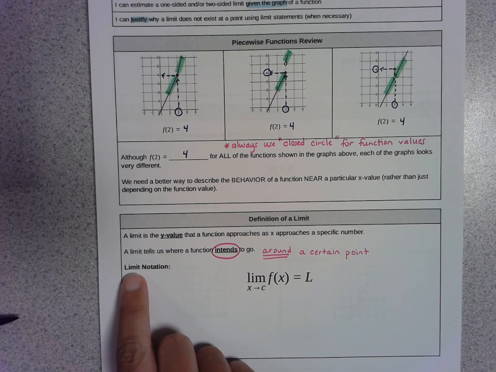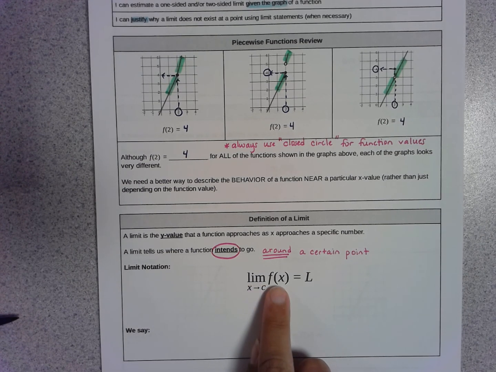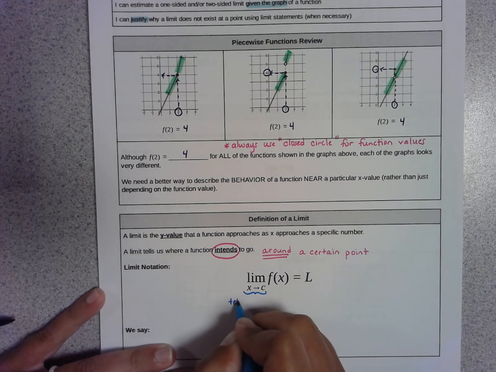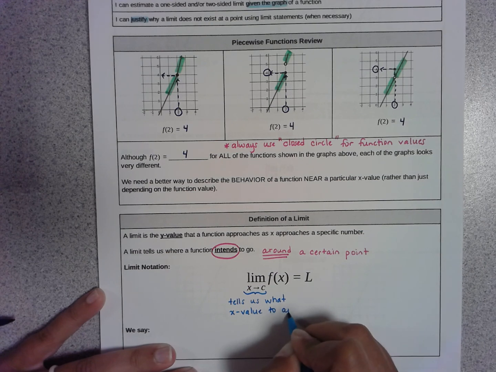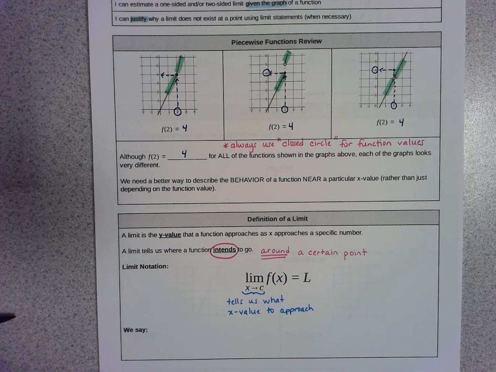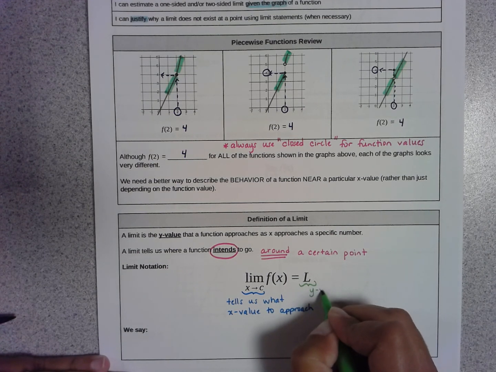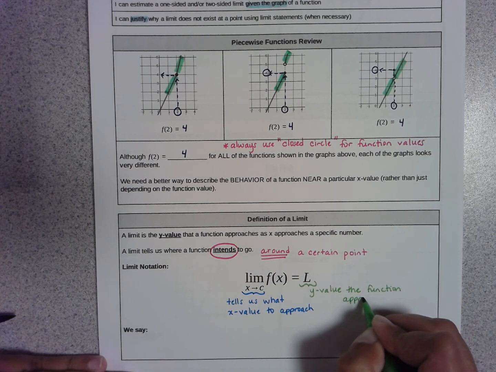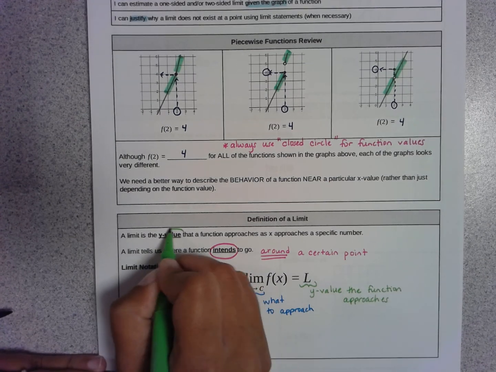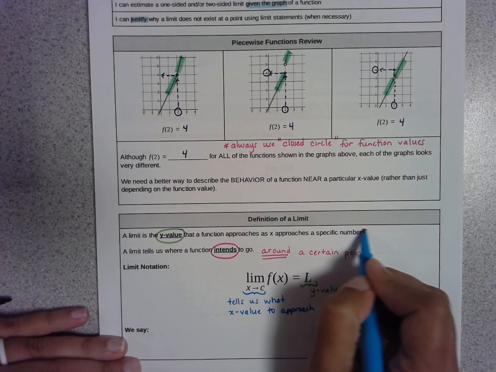Here's what limit notation looks like. The word limit is shortened to lim. Limit of f of x as x approaches c is equal to L. In this notation, the x approaches c tells us the x value to get close to. I'm going to use the word approach here because we kind of imagine sliding towards it and seeing what's happening as we slide in that direction. f of x tells us the function that we're using to evaluate this limit, and L tells us the y value the function approaches. So again, a limit is a y value that a function approaches as x approaches a specific number.